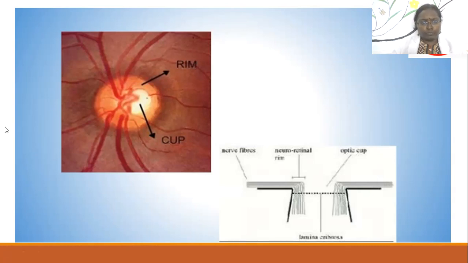The outer edge is called the optic disc, and the inner, yellowish part is the optic cup. In between that, you have the neuroretinal rim. The neuroretinal rim consists of nerve fibers. Beyond the lamina fibrosa, they continue as the optic nerve.